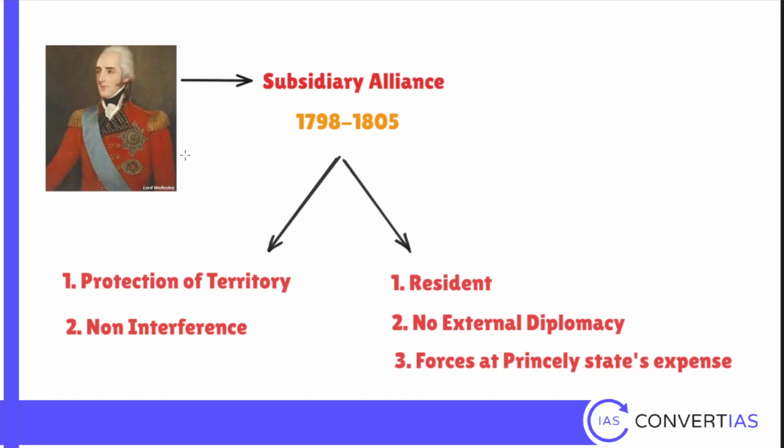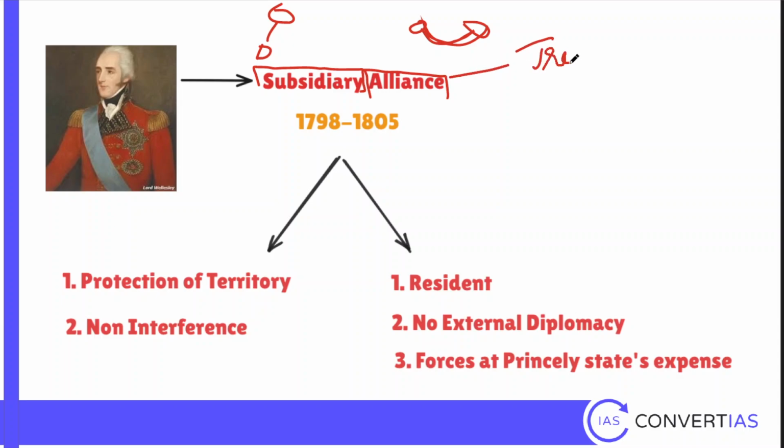Next, let's go to the second concept, which is subsidiary alliance. Here again, let's decipher the term from the terminology itself. First of all, it talks about subsidiary. It means someone is there on top and someone is subsidiary. Second, it talks about an alliance. An alliance means there should be two parties and two parties should be getting something from each other. Otherwise, it's not an alliance.